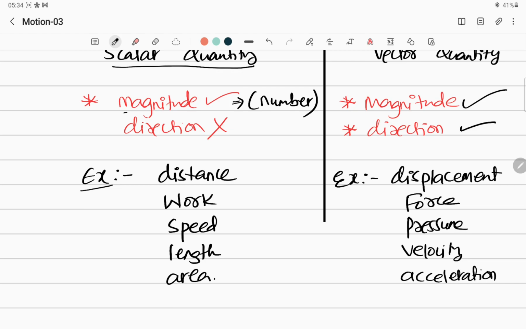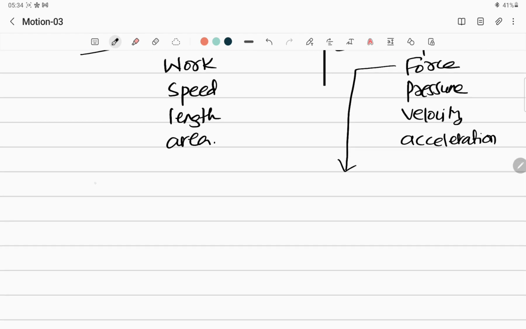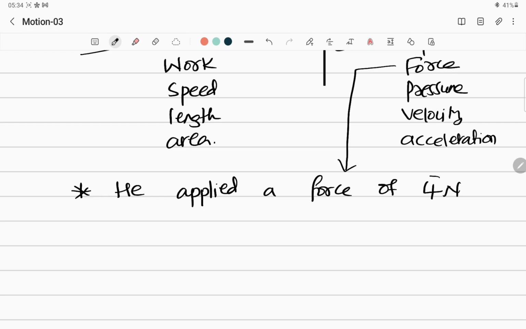Now you must be wondering, what is this magnitude and direction? If you take the help of force here, for example, if I make a statement, he applied a force of 4 Newton. Whatever this 4 is, it is known as magnitude, a numerical value, a number. This Newton is the unit, we know about that. And 4 Newton where? Where and how? He pushed it.